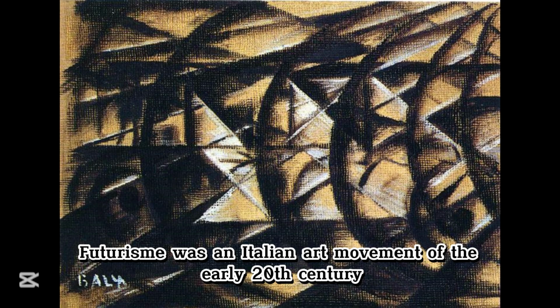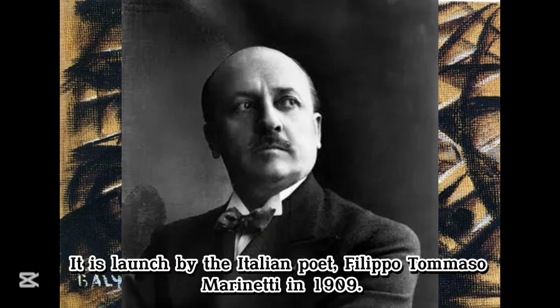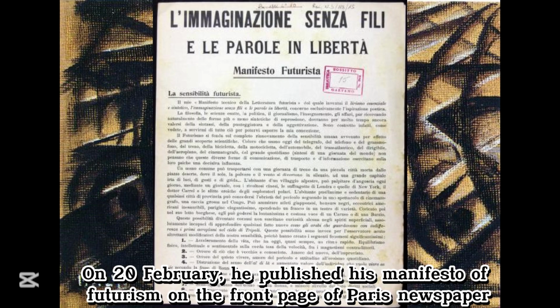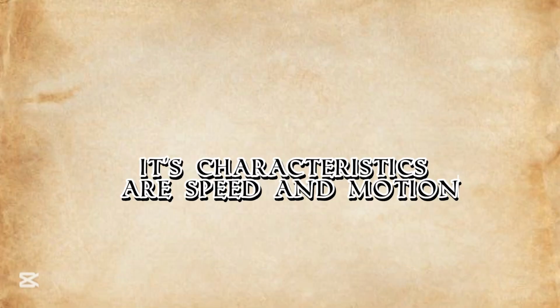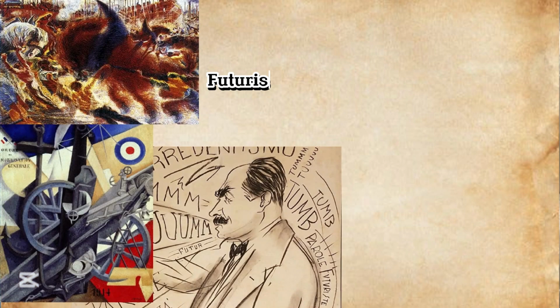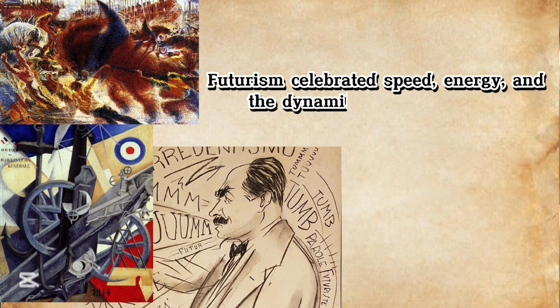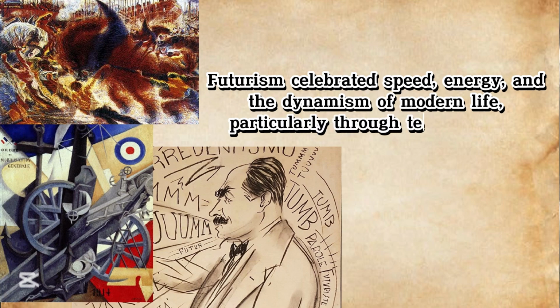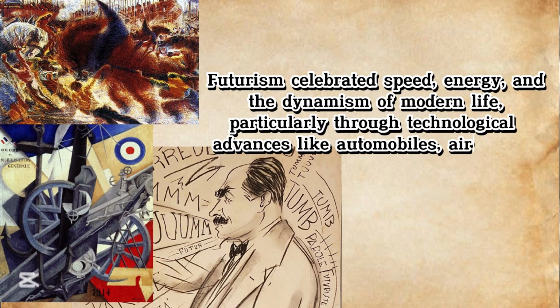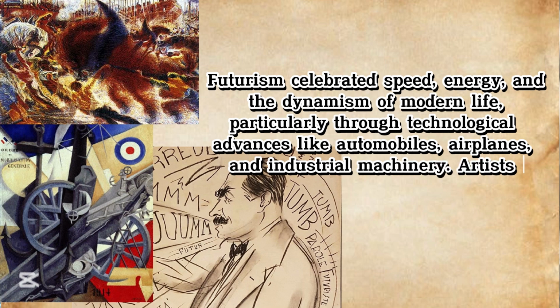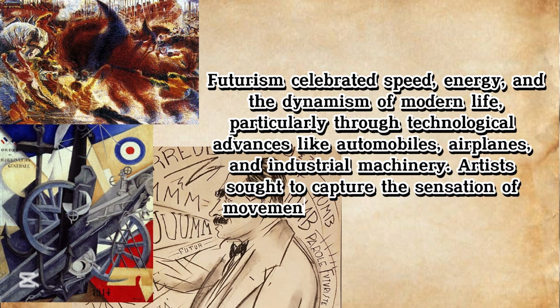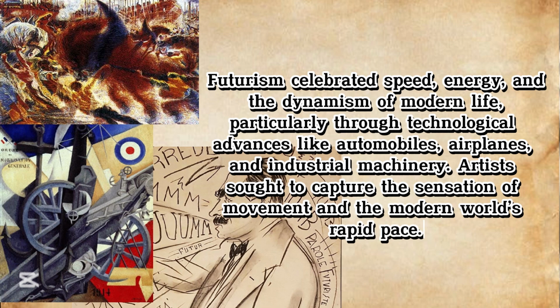Futurism was an Italian art movement of the early 20th century. It was launched by the Italian poet Filippo Tommaso Marinetti in 1909. On 20 February, he published his Manifesto of Futurism on the front page of a Paris newspaper. Its characteristics are speed and motion. Futurism celebrated speed, energy, and the dynamism of modern life, especially through technological advances like automobiles, airplanes, and industrial machinery. Artists sought to capture the sensation of movement and the modern world's rapid pace.